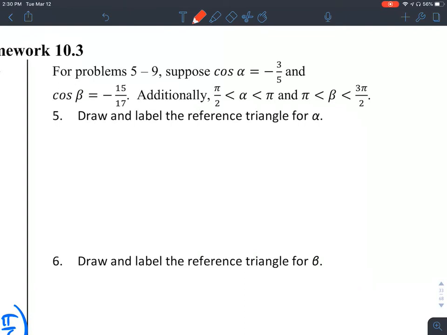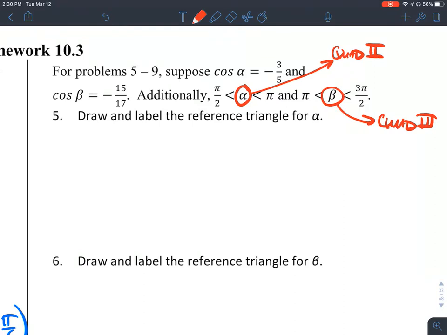5 through 9. Suppose cosine of alpha is negative 3/5. Interesting. And cosine of beta is negative 15/7. Also interesting. Additionally, alpha is between pi over 2 and pi. Here's what that means. This means this is in quadrant 2. That's what that's saying. Beta is between pi and 3 pi over 2. This means this is in quadrant 3.